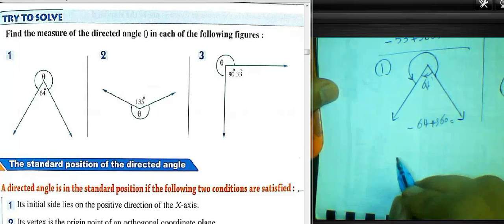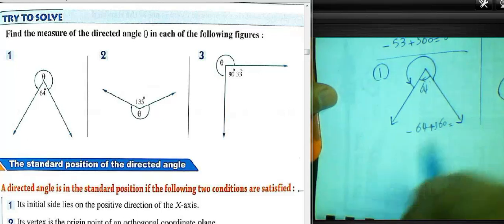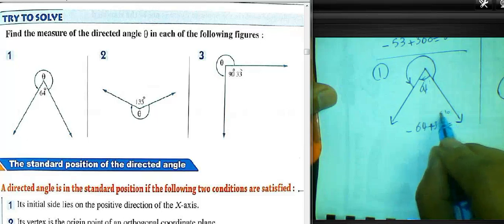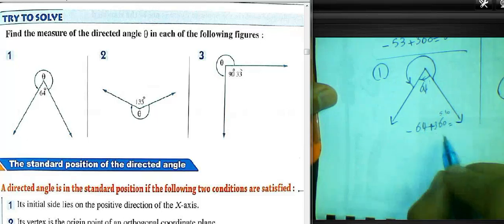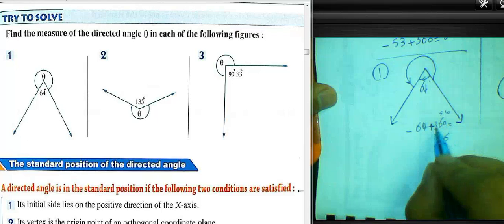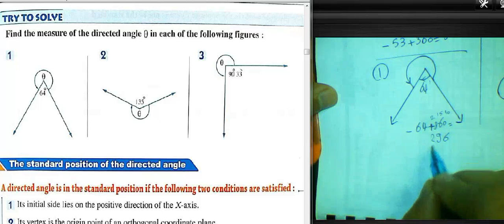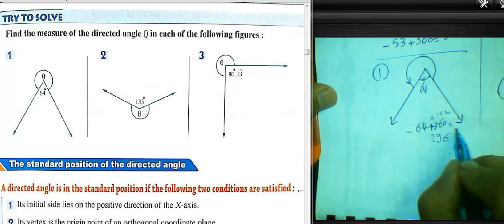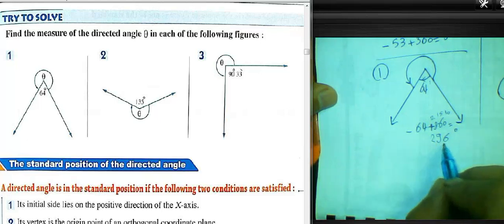So we can find the measure. 10 minus 4 equals 6, 5 minus 6, we can find it, 1. 15 minus 6 equals 9. And we write 2 here. So the measure will be 296 degrees. Okay.